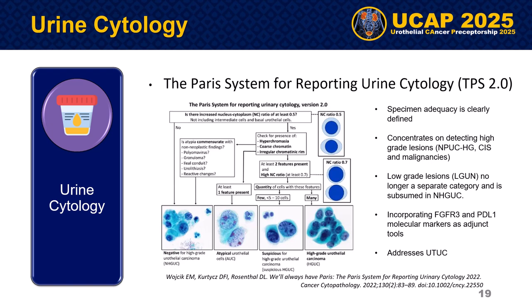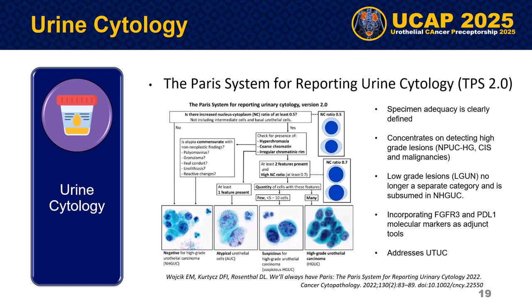Urine cytology is reported based on the Paris System, which focuses on detecting high-grade lesions like high-grade non-invasive papillary urothelial carcinomas, carcinomas in situ, and invasive urothelial carcinomas. It examines individual cells exfoliated into the bladder and flushed out together with the urine. It utilizes the nuclear features such as a high N/C ratio of greater than 0.7, chromatin patterns, and nuclear membranes to decide if a high-grade lesion is present.